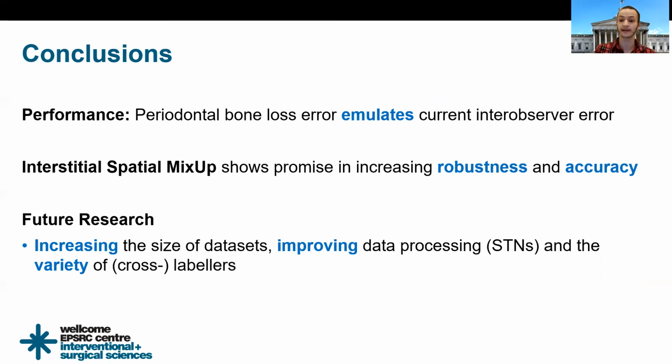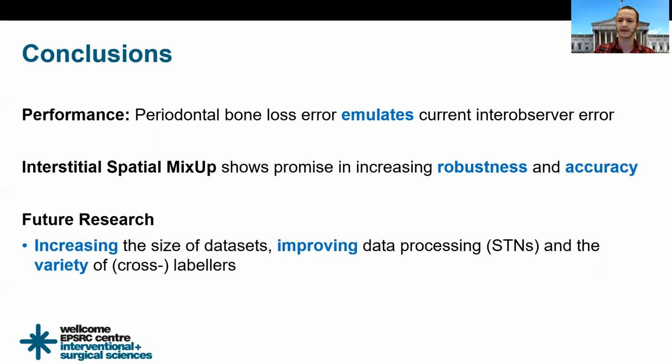Literature shows that this emulates current inter-observer error, which is very impressive, even though we've got only 2 labelers currently. Our system is essentially acting as an extra clinician in the room, which is very important for interventional decisions and very encouraging for our progress. Interstitial spatial mix-up, like I say, has been shown to increase accuracy on our network and on our data, but to prove this for more networks and data, it would have to be further evaluated.